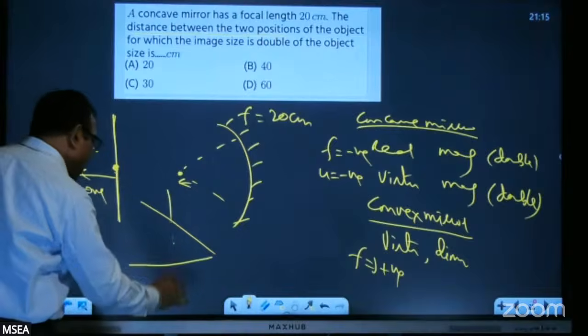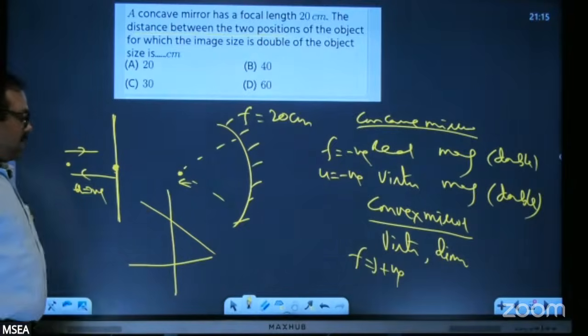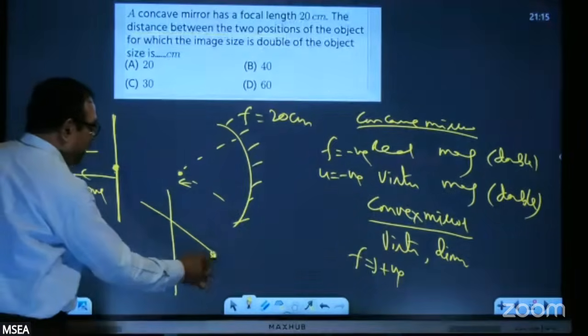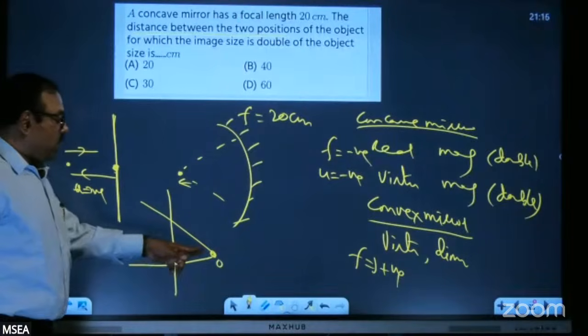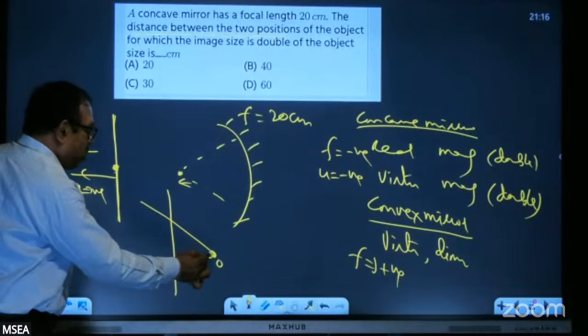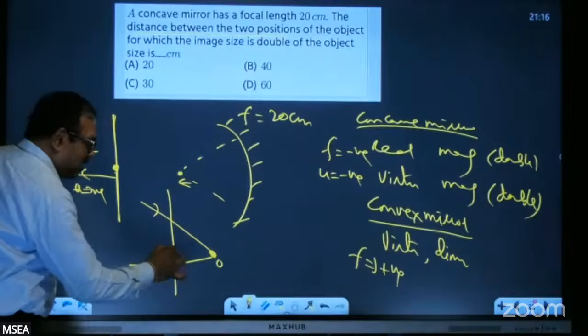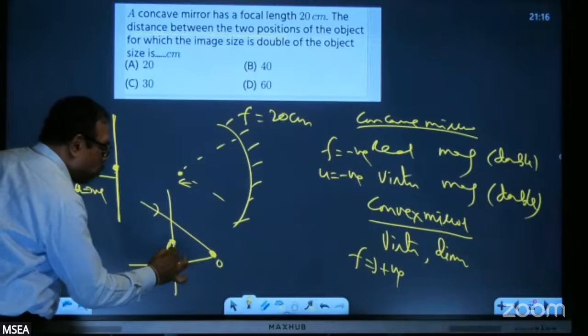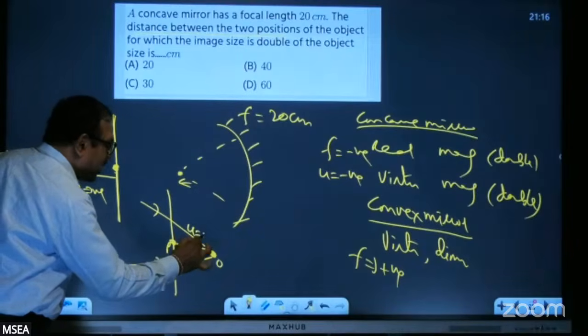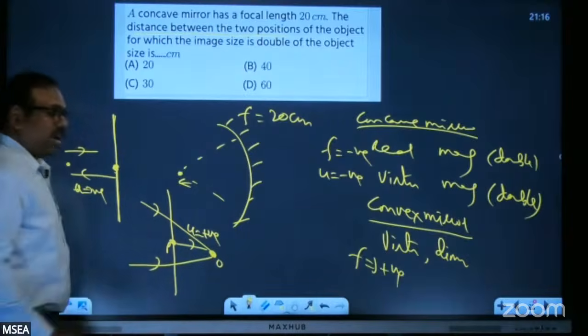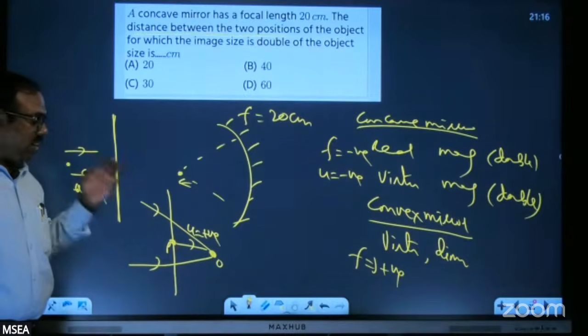But sometimes, suppose a converging beam is given. Now the optical surface is kept, and the object is here. The rays are entering like this. Then you have to measure from the pole, and U should be taken as positive.